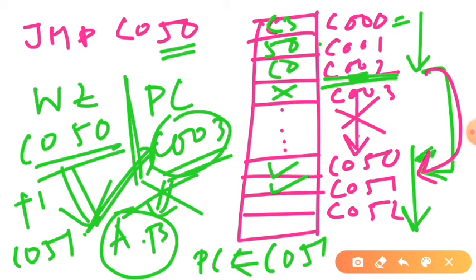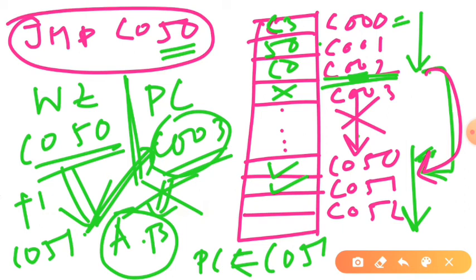As you can see, in JMP C050, this particular instruction jumps unconditionally. There is no chance that we check any condition before jumping. We always jump without checking any condition. So if it is written somewhere, the program execution will always be shifted to the specified memory address C050. There is no chance that the instructions written in C003, then C004, these memory addresses, will be executed. Always the program sequence will be shifted. That is why it is called an unconditional jump instruction.